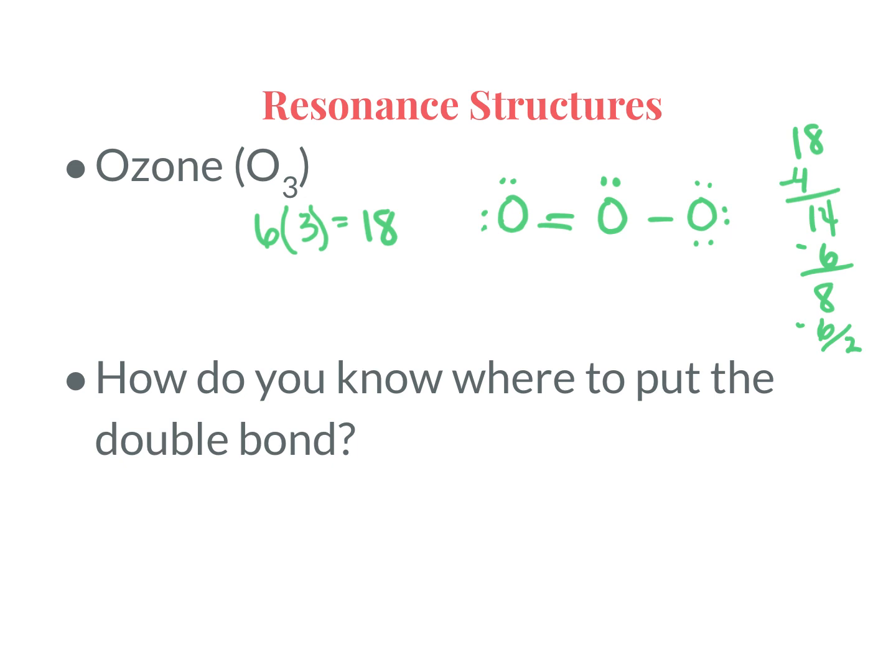Now if we check 2, 4, 6, 8, 2, 4, 6, 8, 2, 4, 6, 8, do all 3 oxygens have 8? Yes. Now, could the double bond just as easily be on this side? So now we're going to draw the resonance structure, and time me. Time how many seconds it takes for me to draw the mirror image. How many seconds did that take?